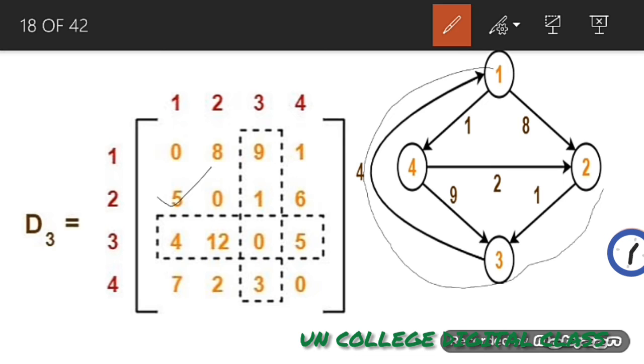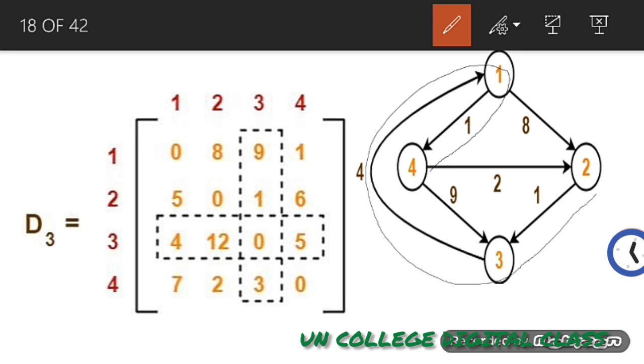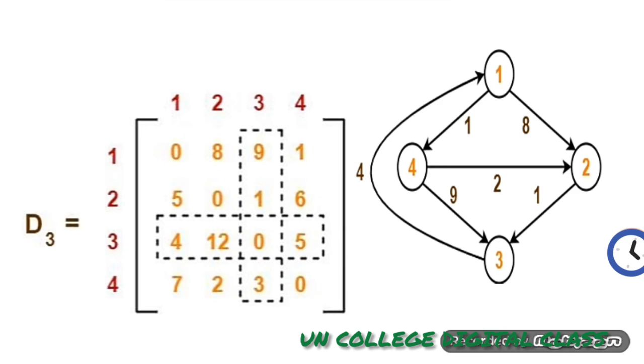How is 2 to 4 equal to 6? We will move 2 to 3, then 3 to 1, then 1 to 4. It means 1 plus 4 plus 1, which is 6. In this way we will get 6. Then we will move to the next row.